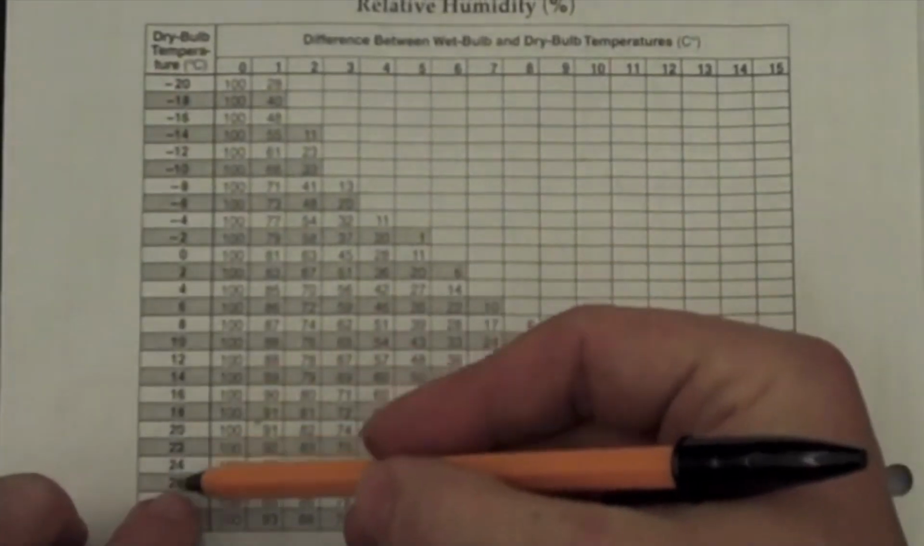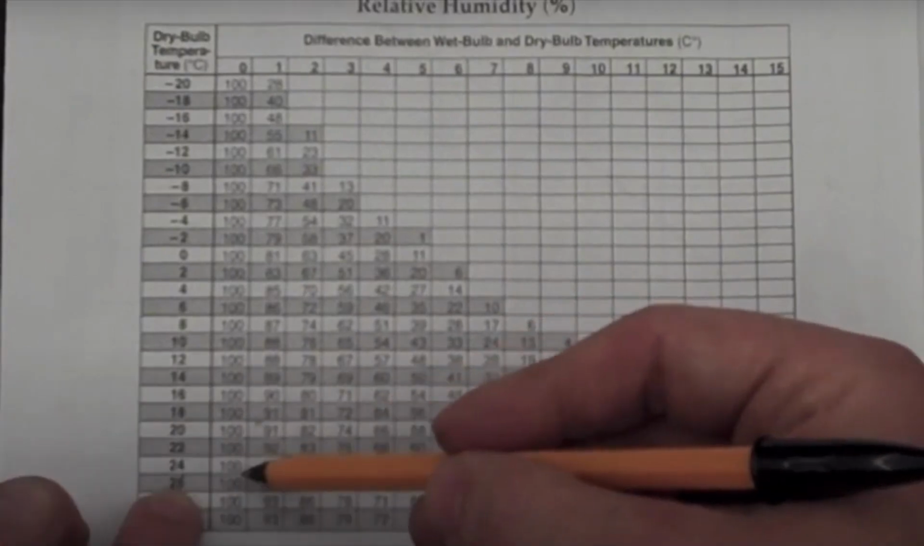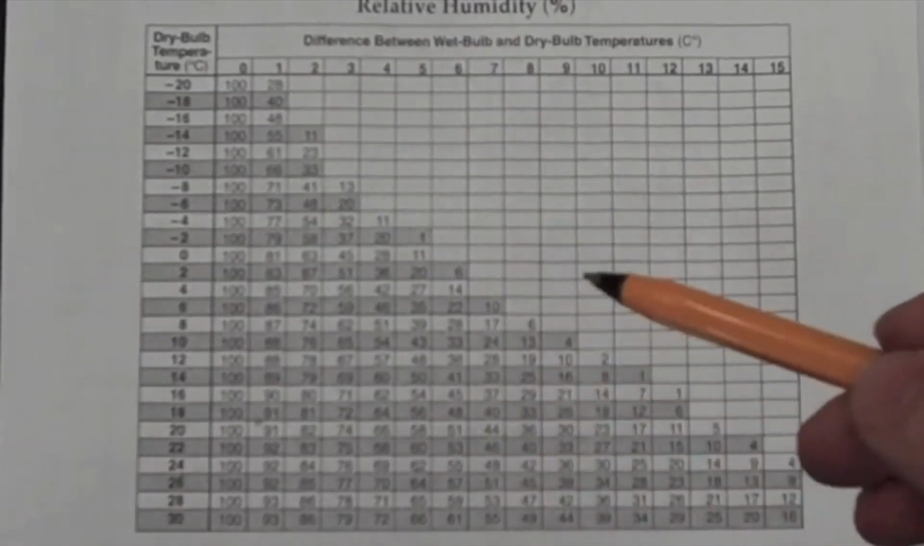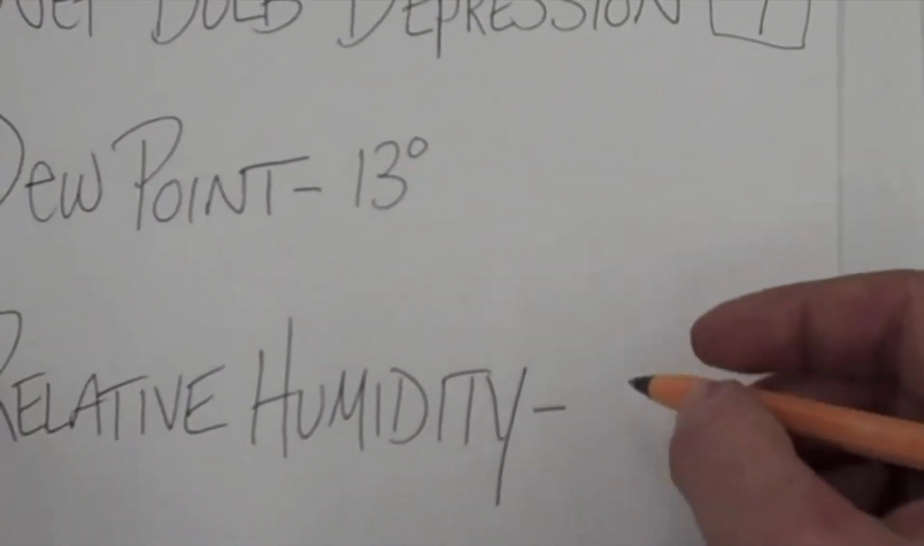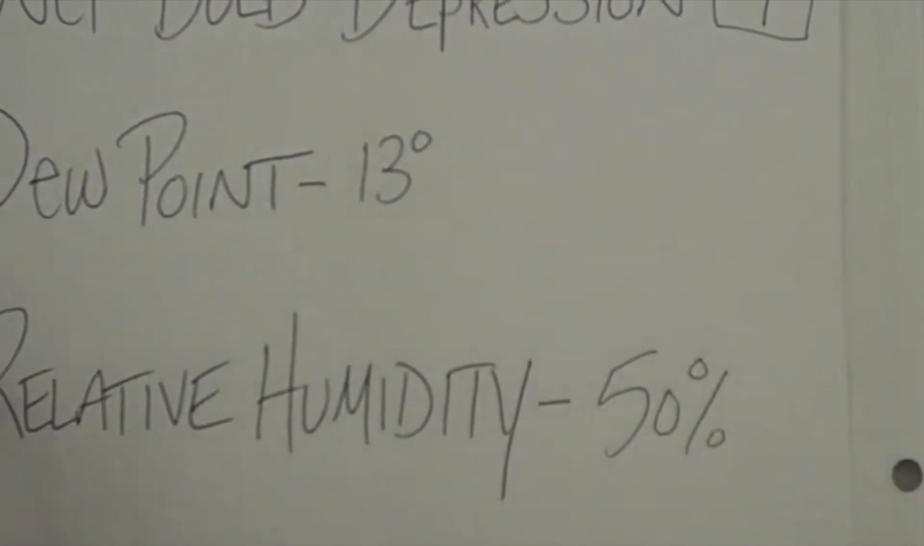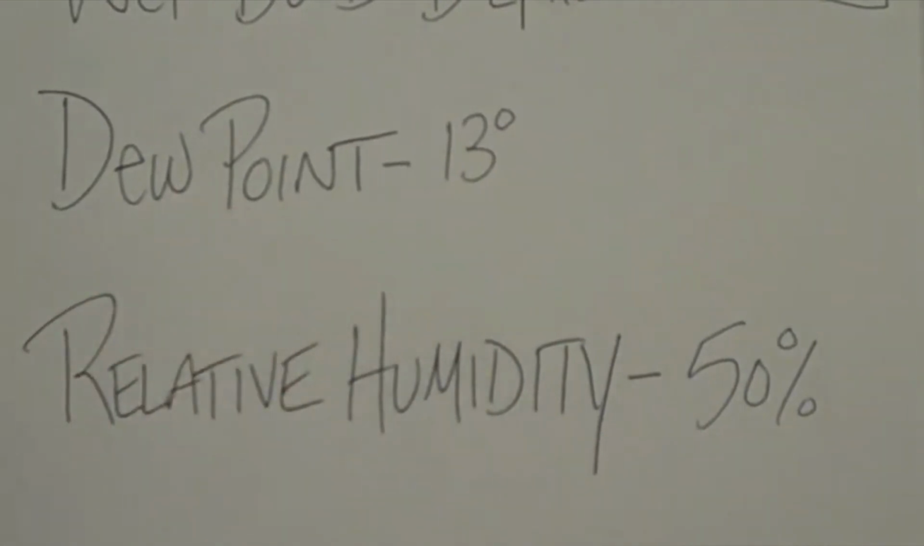And then for the humidity, you do the exact same thing. You find between 24 and 26, there's a 25 degree dry bulb. We're going to go to a difference of 7. 0, 1, 2, 3, 4, 5, 6, 7. Between 49 and 51%, we have a humidity today of 50%. So that's how you use the sling psychrometer and how you use the dew point and relative humidity charts in your reference table. We'll talk to you soon.